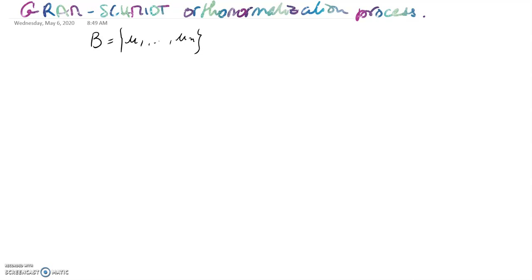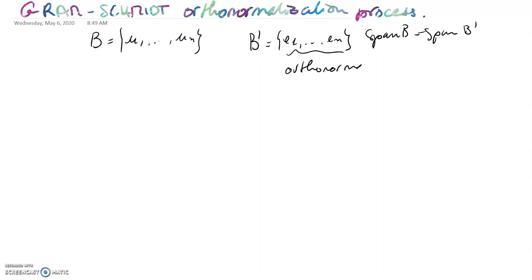A new family, let's call that B prime, which will contain vectors E1 up to En, such that they span the same space, of course, and that's the idea. And the span of B is the span of B prime. And moreover, these vectors are orthonormal. Okay, orthonormal, so orthogonal 2 by 2 and have norm 1.